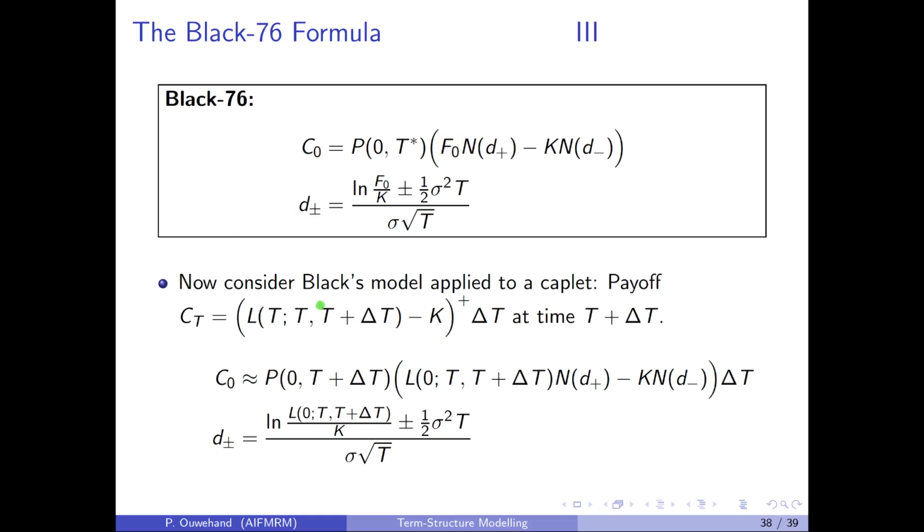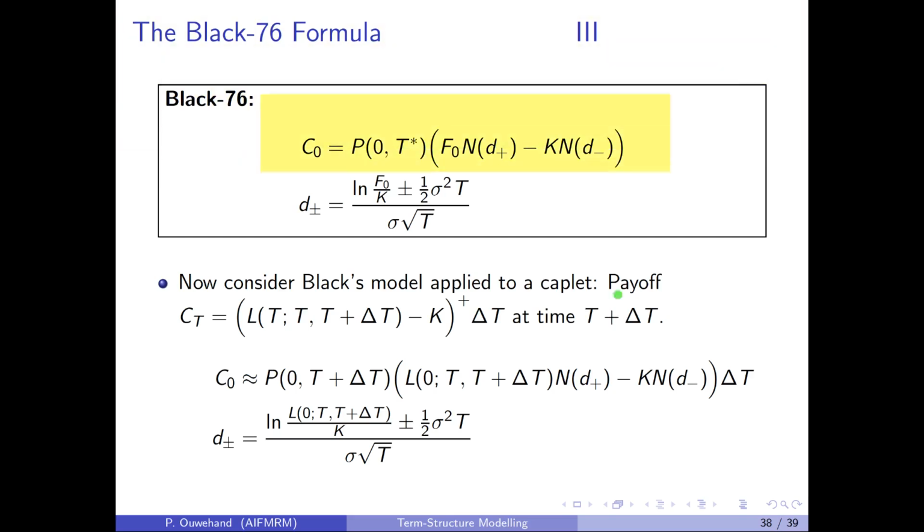Now let's consider Black's model applied to a caplet. The payoff of the caplet is given by the positive part of the LIBOR spot rate at time capital T minus the strike rate, times delta T. But this payoff is made at time T plus delta T. So here T star is equal to T plus delta T.